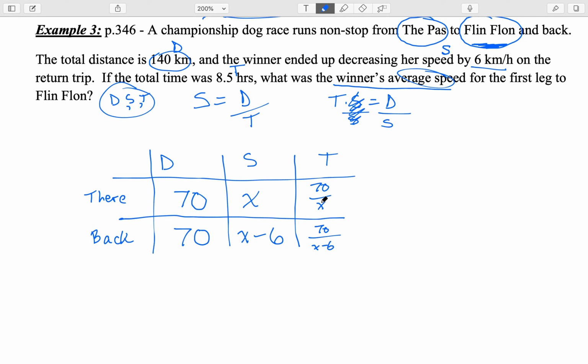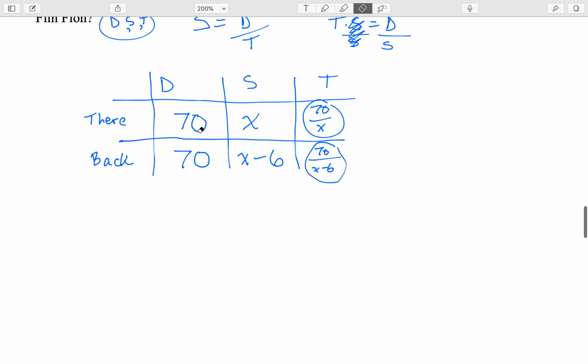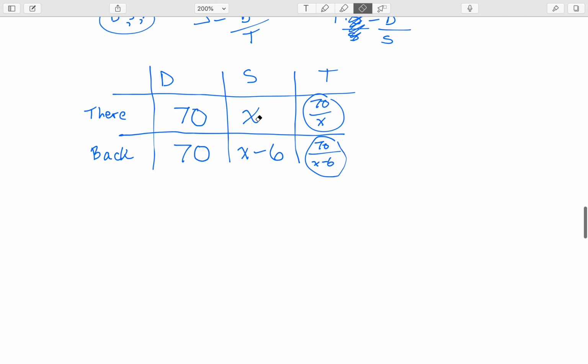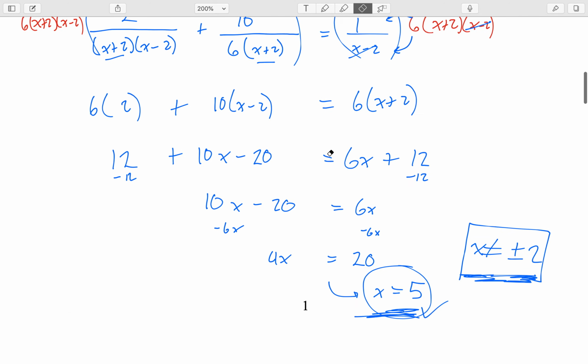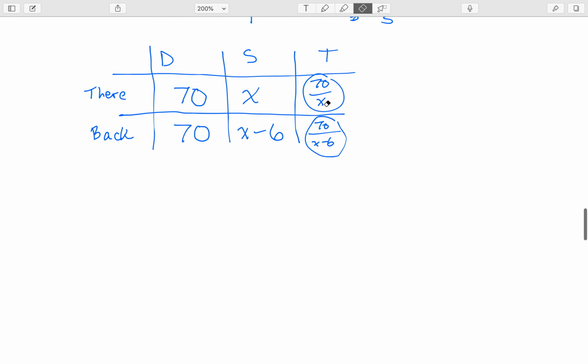There's the time. But I thought the total time was 8.5. If I go this plus this, it should equal 8.5. That's an equation. That's where we're going to get to. So this little distance speed time chart is a good thing to fill out. One of them is going to be straightforward, one of them's got to be variables, and one of them is going to be fractions. How do I know? This is called rational equations. That's how I know, because this entire lesson's all about fractions and equations.